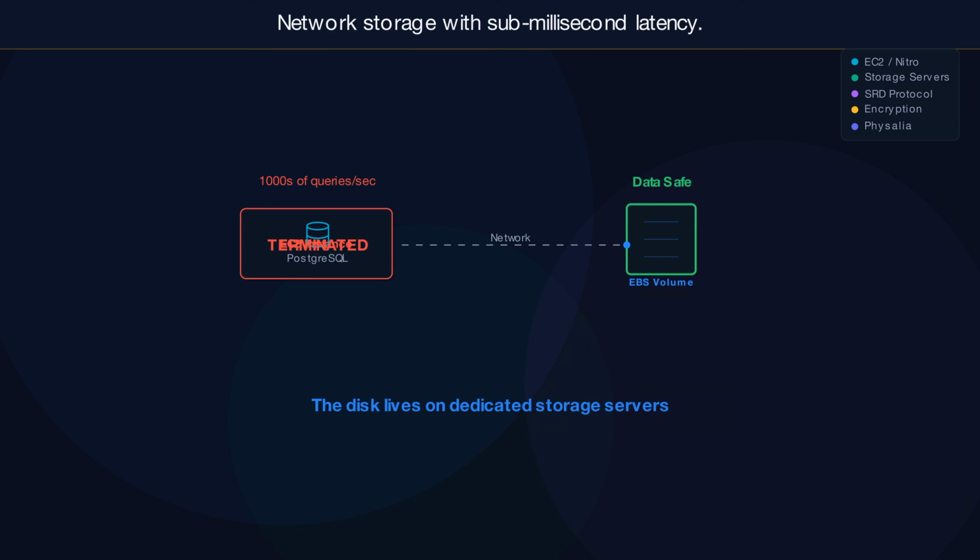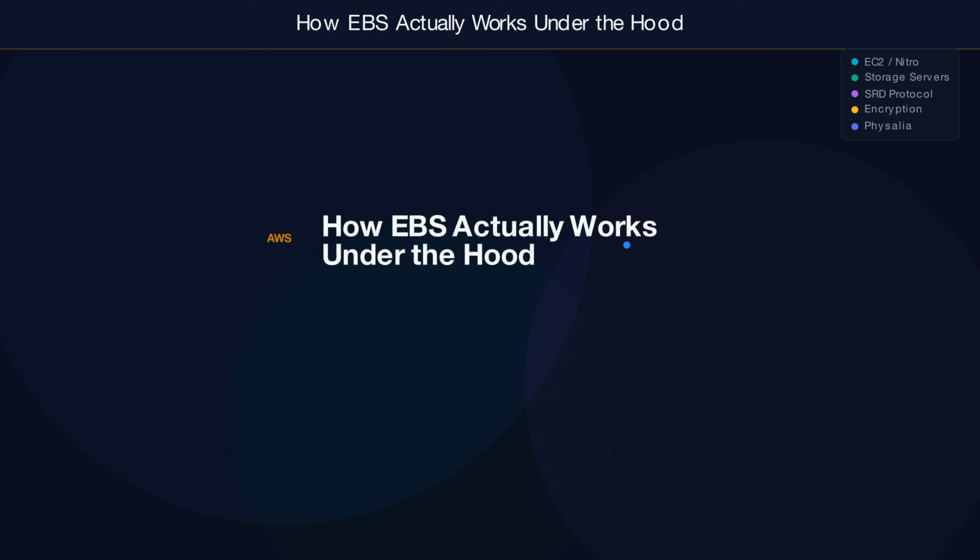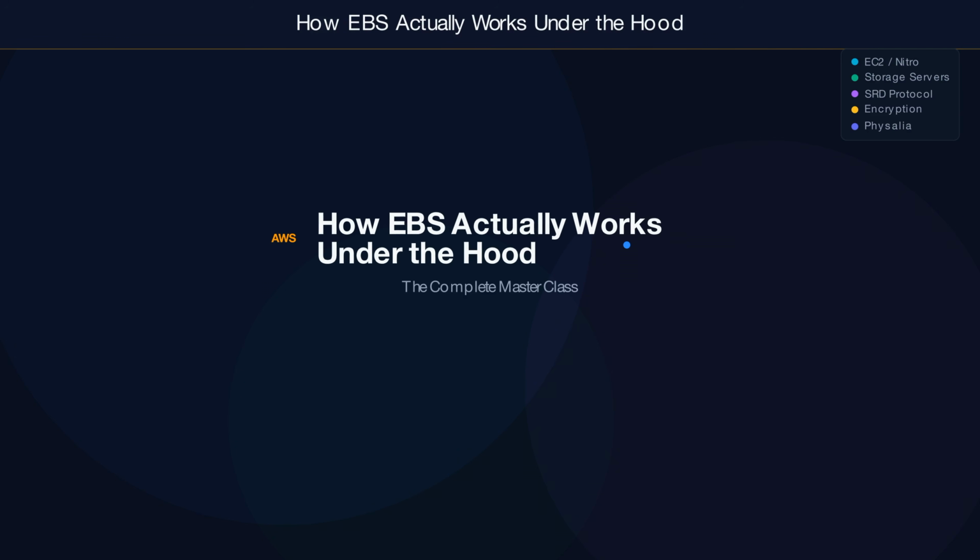That disk is actually a network storage volume, living on dedicated storage servers, replicated for durability, and connected over a custom protocol that delivers sub-millisecond latency. This is Amazon EBS. How EBS actually works under the hood. The complete masterclass on the storage engine behind every EC2 instance.